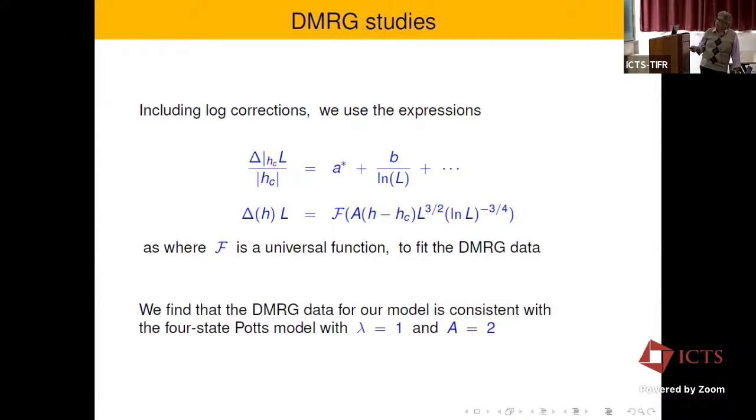And we took these coefficients because they're the appropriate coefficients for the 4-state Potts model. And this A is something called a metric factor, which again depends on where you are on the Ashkin-Teller critical line. So what we find is that the DMRG data for our model is consistent with the 4-state Potts model with lambda equals 1 and A equals 2.